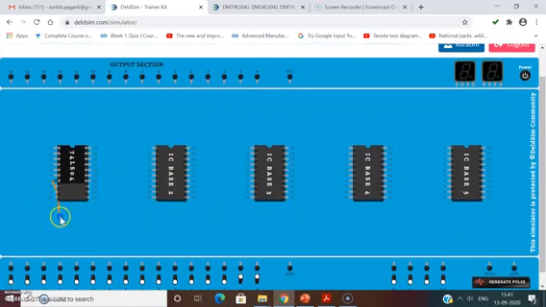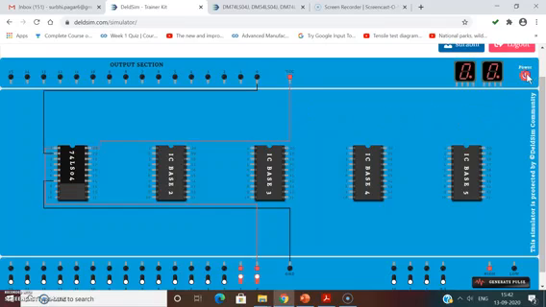So 7 should be to ground, this should be to VCC. First is the input, so here comes the input, and second immediate is the output. So this is output. Now let us check whether it is going to give me the correct output. Turn on the power.